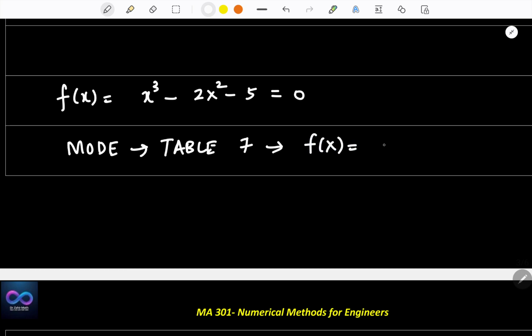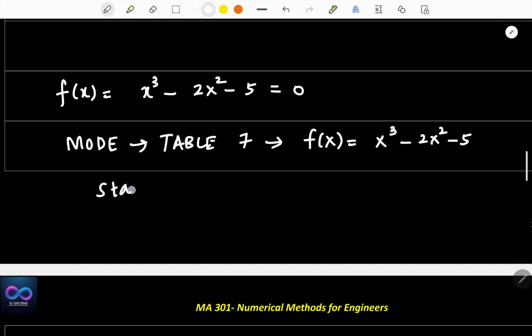Type this equation: x cube minus 2x square minus 5. Okay, right. So let me type this equation. And then you just use the mode start. So if you use the mode start, I said already 0 and end, you have to use number 10. This is for safer side. And the step is equal to 1. Okay. And then press it.